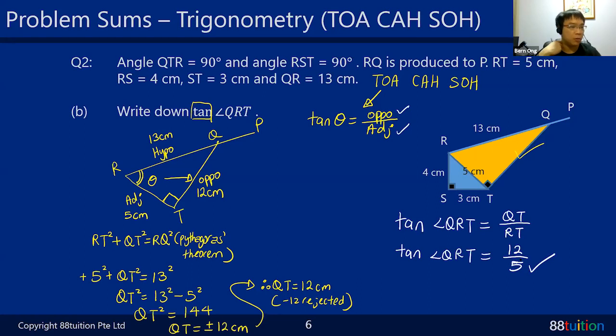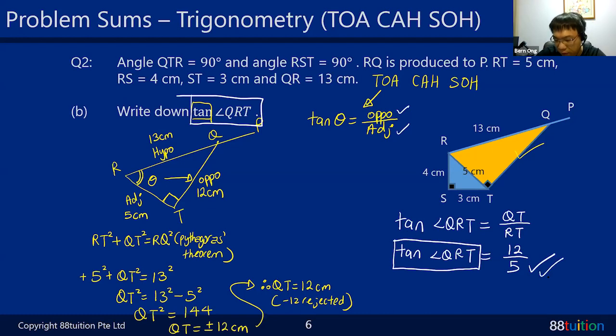Usually for this situation, I will just present it as an improper fraction. It looks nicer. So I will just write it as 12 over 5. All right. So the question is looking for tangent QRT. I give the answer tangent QRT as 12 over 5. This is the correct answer. So it's okay to write as an improper fraction. Don't worry. Because if you change it to a mixed number, it's a little bit ugly. 2 whole and 2 over 5. Ugh. So that is how I'll present.